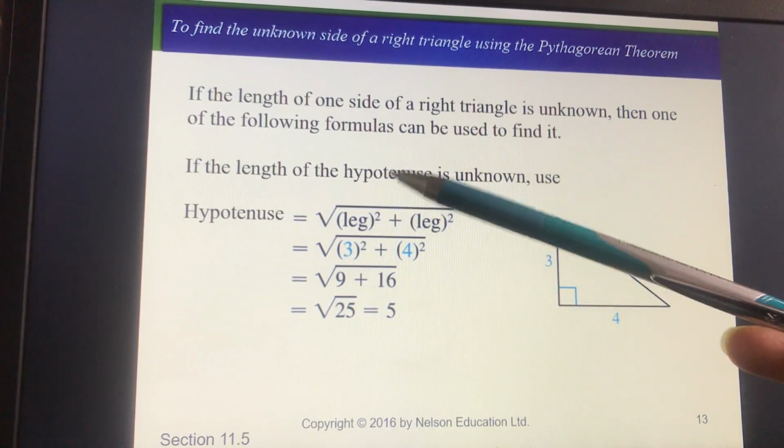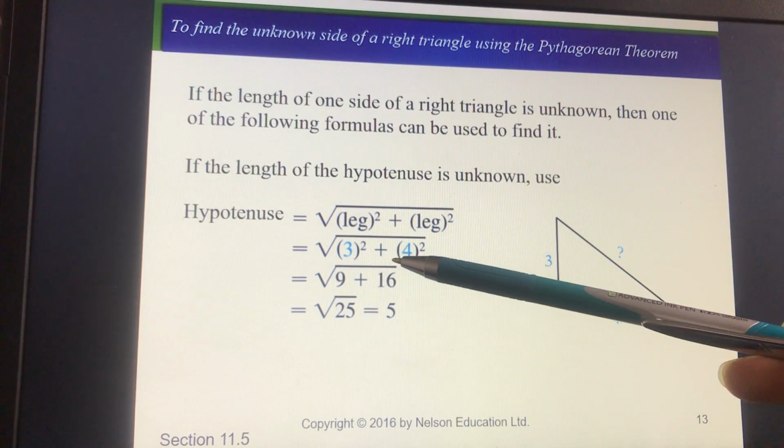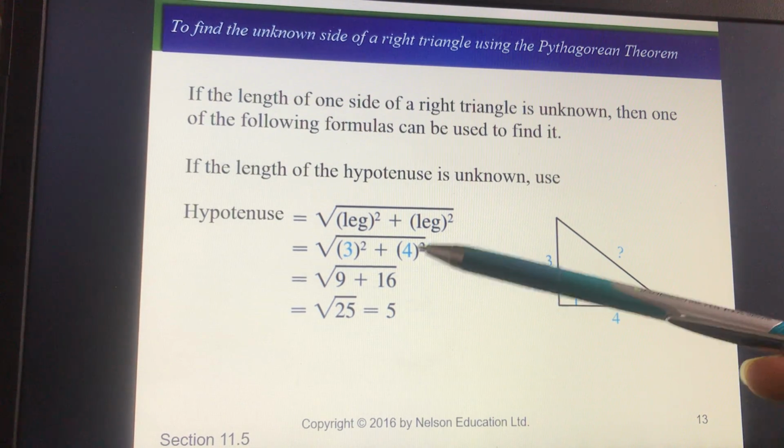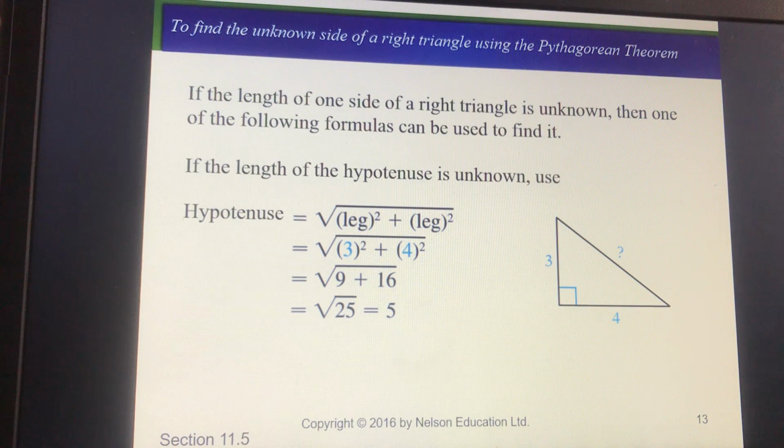So first, take each leg, give that the second power. 3 to the power of 2, 9. Add to that 4 to the power of 2, 16. Add them together, 25. Find the square root.